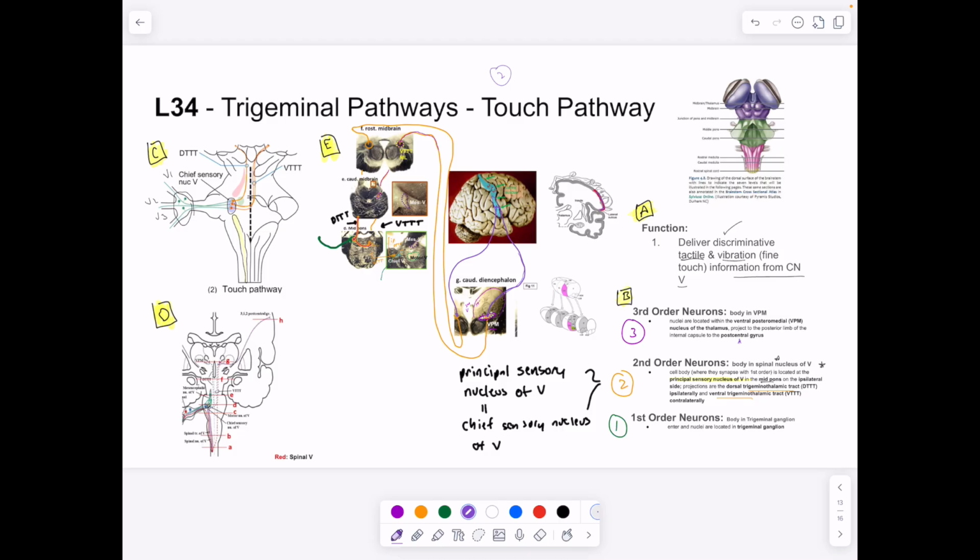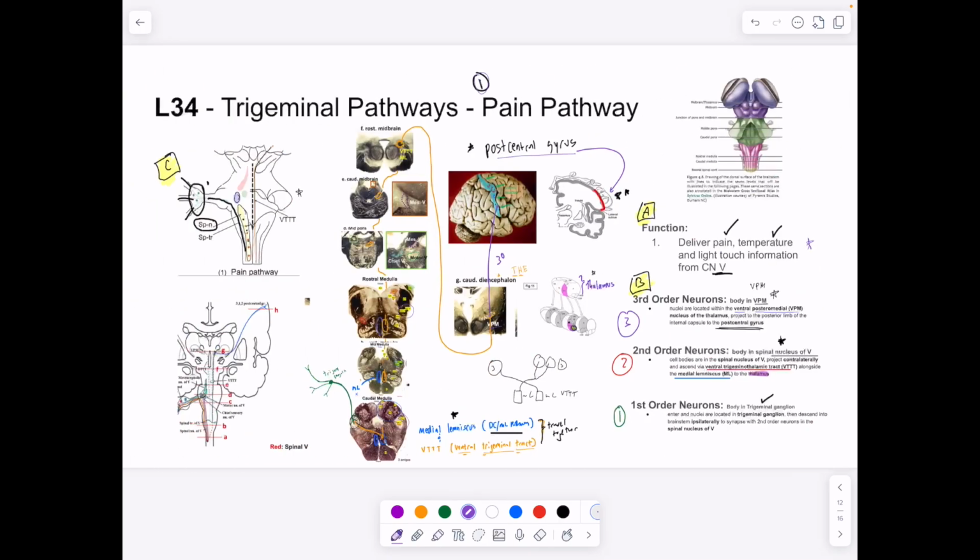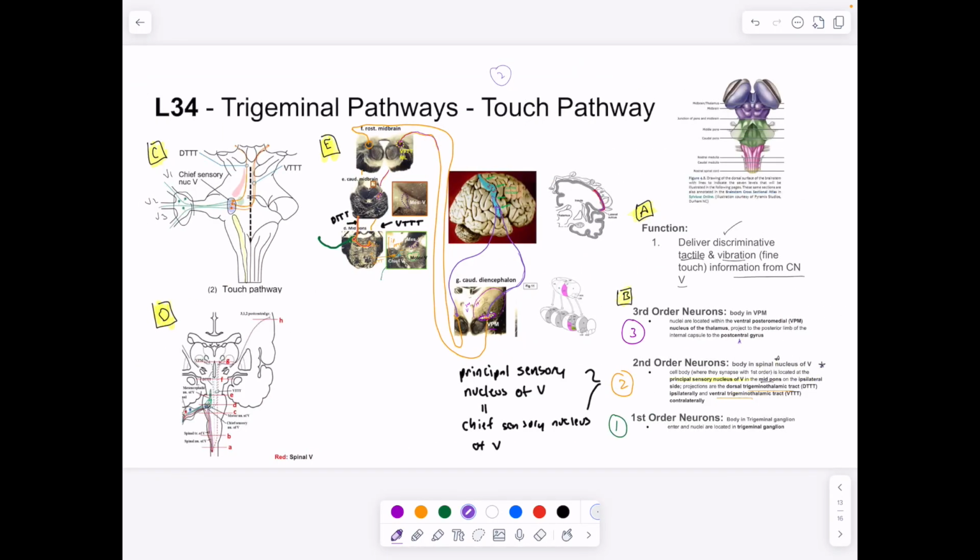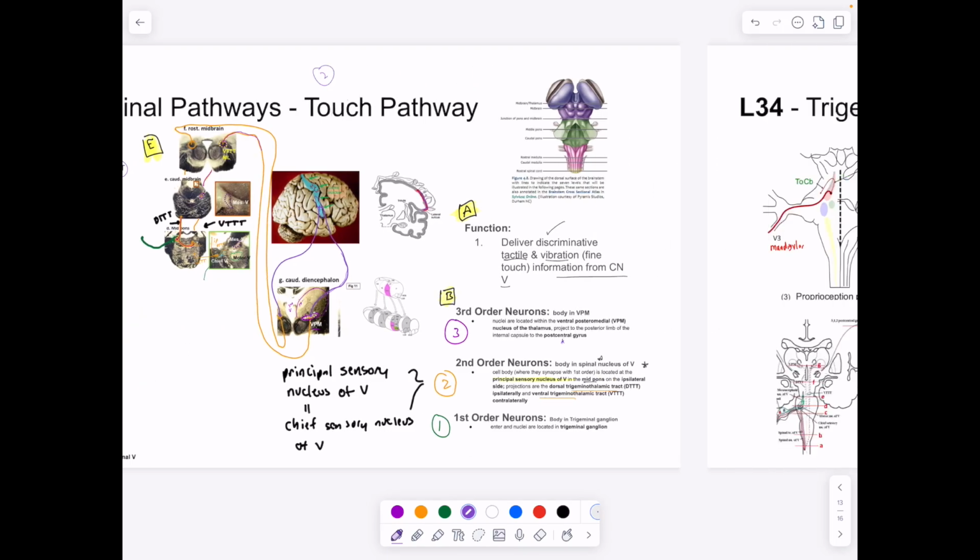The only real differences between the touch pathway and the pain pathway: pain, you think, has got to be extra hard, it's painful, so it's got to descend first. And then touch, it's not painful, so we're just going to go to the chief sensory nucleus and then go up, okay? And for touch, maybe two fingers, so you split, and you get DTT ipsilaterally and VTT contralaterally. All right, so not too bad.